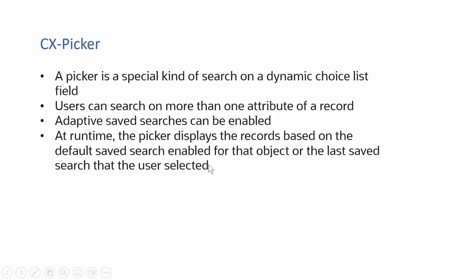So now coming to this CX Picker. In standard UI, in simplified UI, we have dynamic choice lists where we can point to another object to display other object values. For example, in contact, account is a DCL, which points to the account object. So here it is different than other fields.